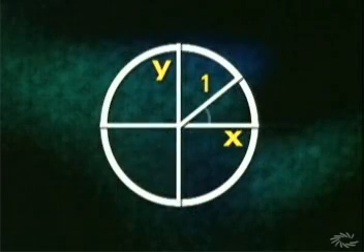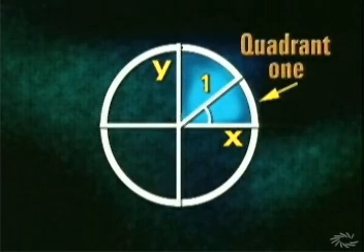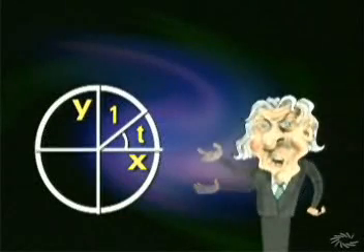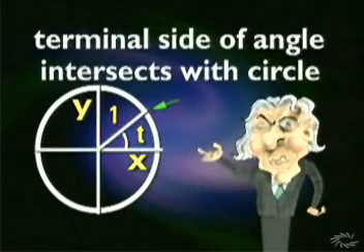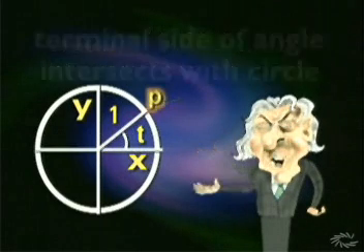Next, we're going to draw an angle in quadrant 1 of the coordinate graph. We're going to call this angle T. Okay, do you see this point where the terminal side of angle T intersects with the circle? We'll call this intersection point P.